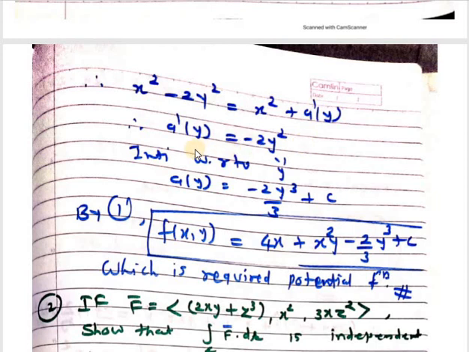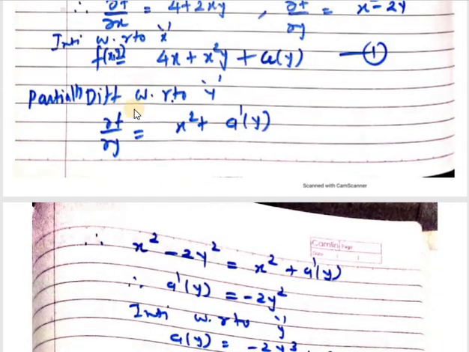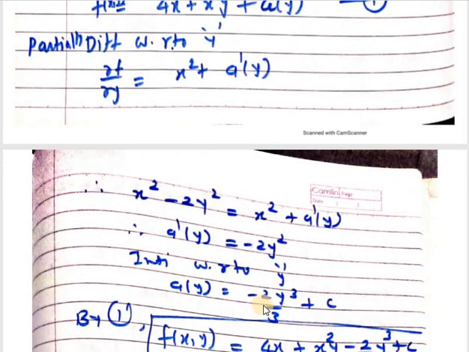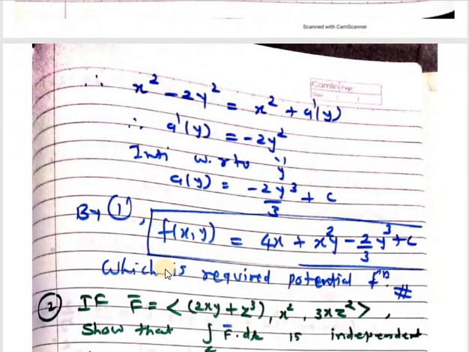This is the first derivative, but as we know, derivative and integration are anti-operations of each other. So if we integrate with respect to y, we get a(y) is equal to minus 2y cube divided by 3 plus a constant. Our function f of x, y was 4x plus x square y plus a(y), but a(y) can be written as minus 2y cube over 3 plus a constant. So that will be our scalar potential function.